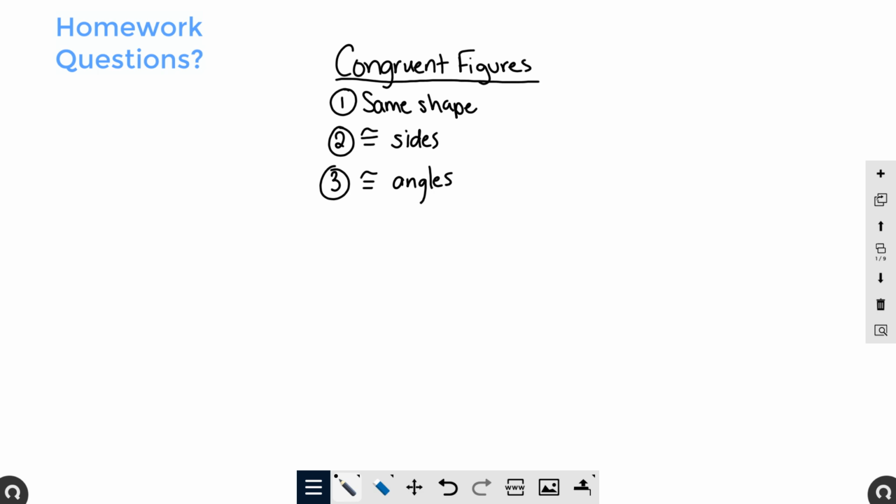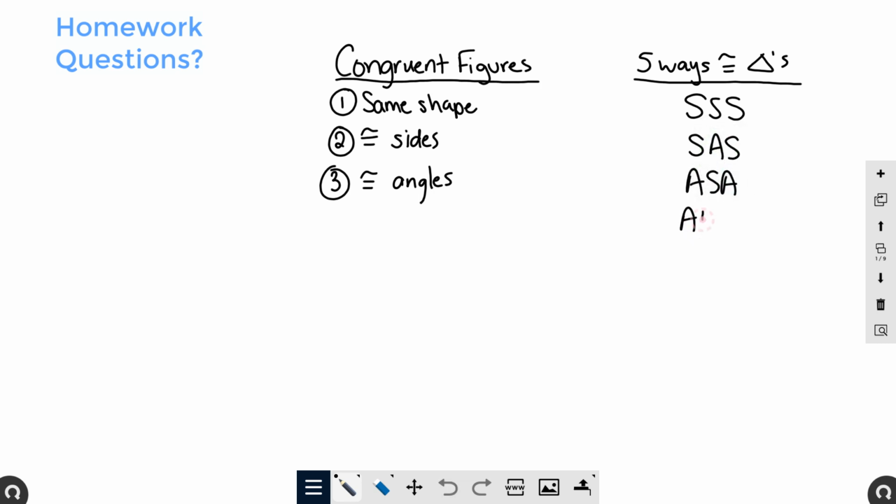Okay, now we talked about the 5 ways to prove congruent triangles. So do the chant. Side, side, side, side, angle, side, angle, side, angle, angle, side.